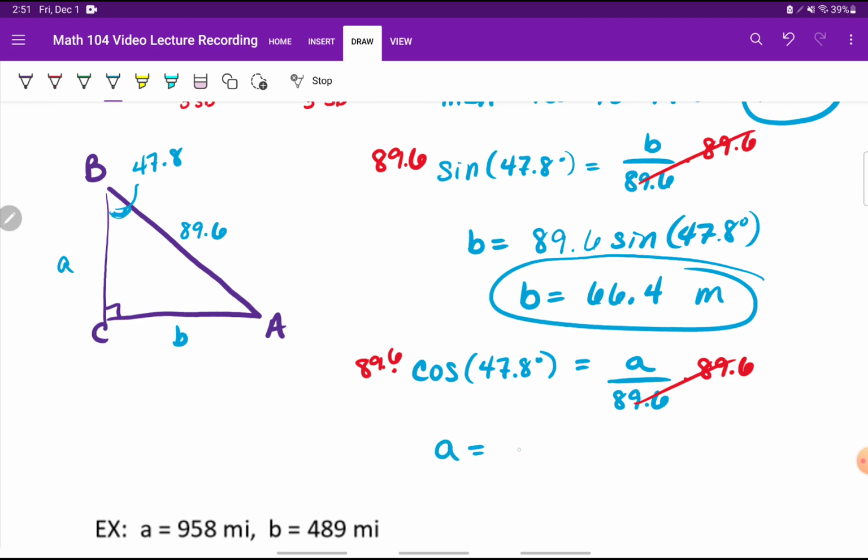We get our side A to be 89.6 times cosine of 47.8. Into our calculator it goes, and we'll round to 3 significant digits. We get A to be 60.2 meters.